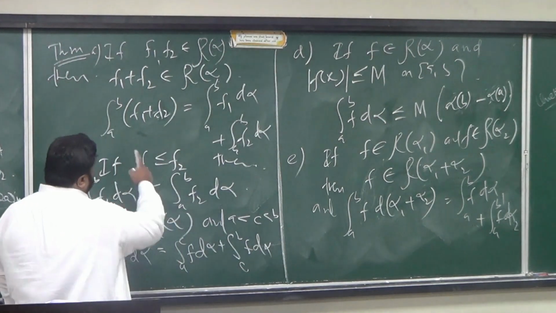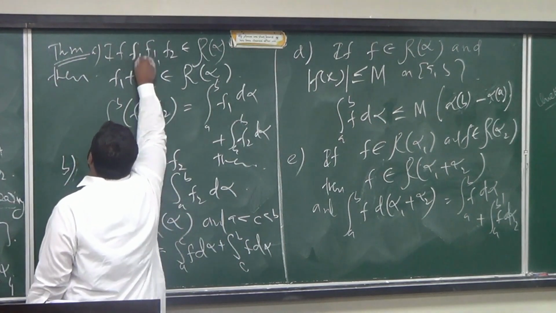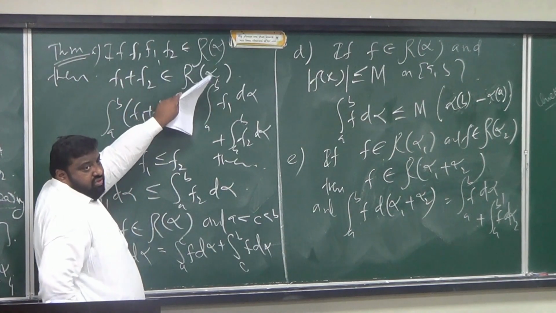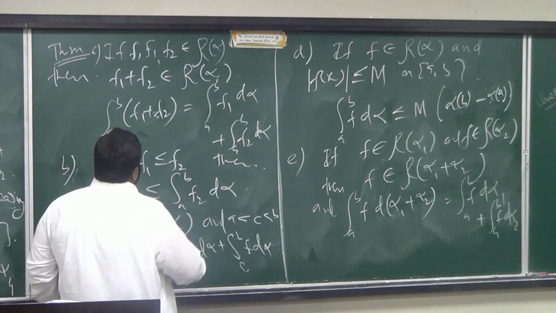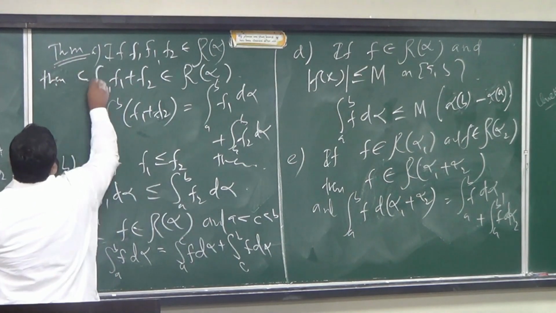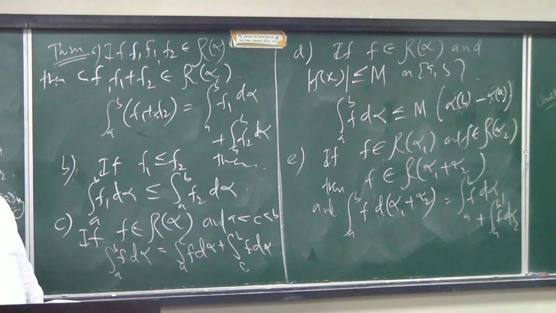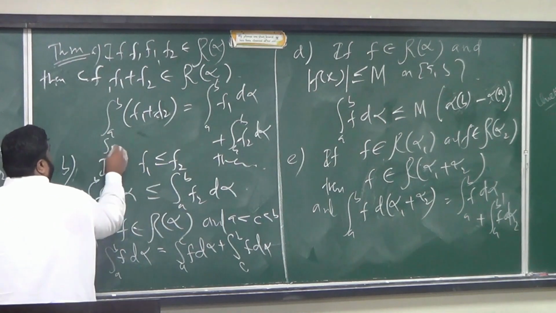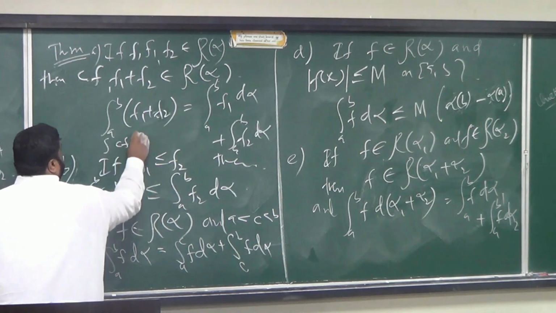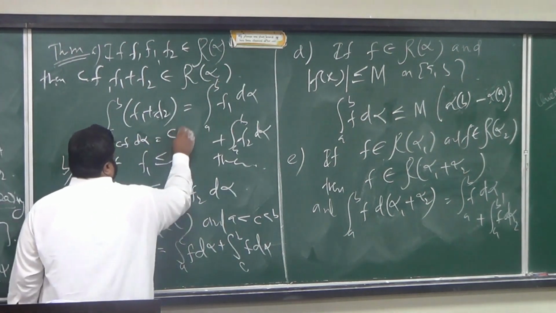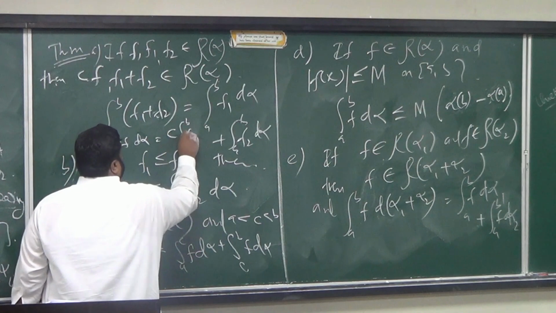In this, add one more. If f1, f2 belong to R of alpha, then this sum belongs to R of alpha. Not only the sum, but c multiplied by f will also belong to it, scalar multiples. And I can also add that if you want to integrate cf with respect to d alpha from a to b, then it should be the same as c times the integral of f d alpha.